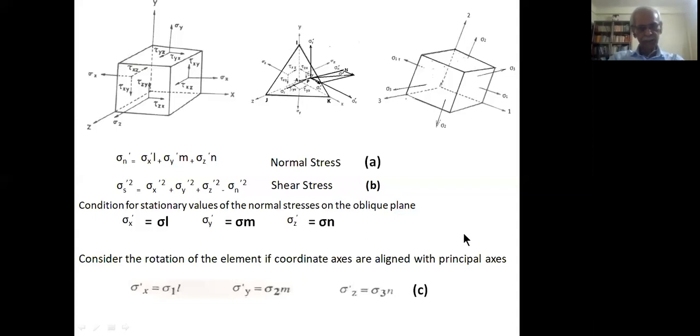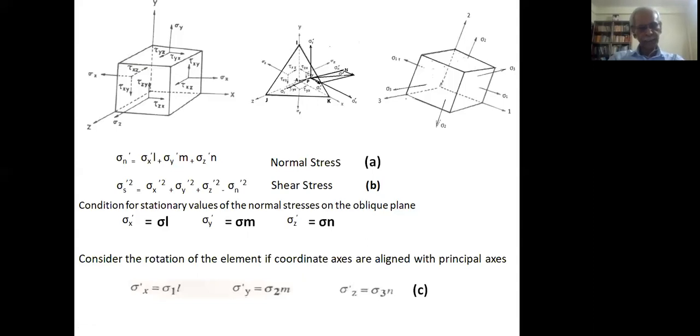I'll repeat this once again. We have found out there that the condition for the maximum or minimum values of the normal stress, which we call stationary values, on the oblique plane was given in terms of arbitrary stress sigma. So there we showed that sigma x dash equal to sigma L, sigma y dash equal to sigma m, and sigma z dash equal to sigma n. So that was with respect to the Cartesian coordinate that we have assumed, x, y, z.